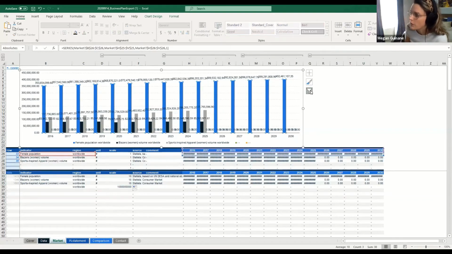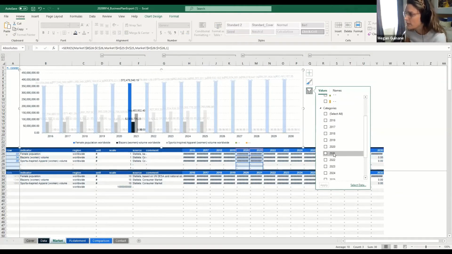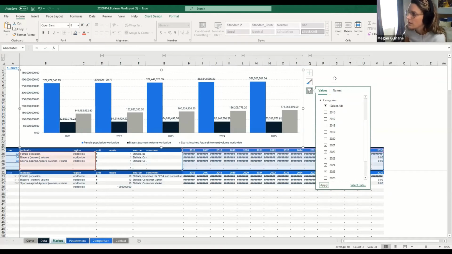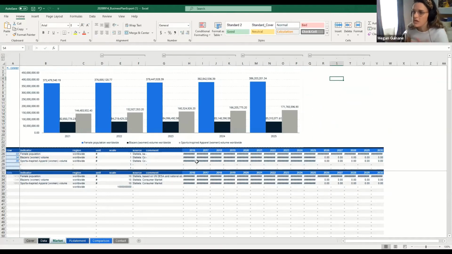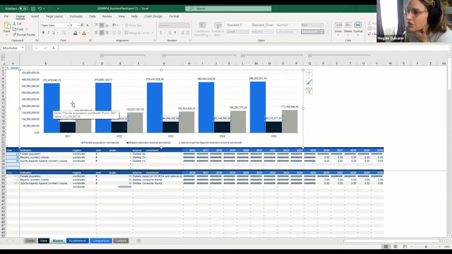We can also play with the graph to include only the years that you need. So maybe 2021 out into 2025. And this just gives a market model. So you can see as the female population worldwide stays pretty much the same. And then you take a look at blazers, a more formal piece of apparel. And you can see it going up and down.